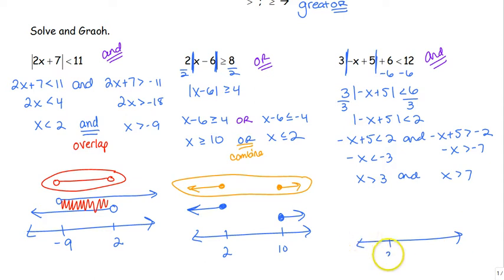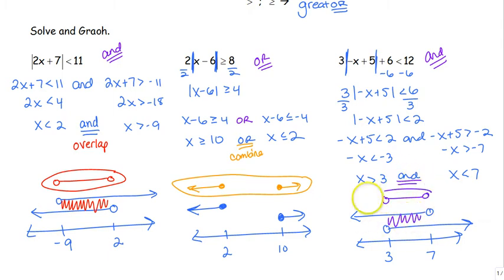We have our graph. Greater than 3. Greater than 7. Oh, what did I do? Oh, I forgot to switch my sign. Knew something was wrong. So then open circle to the left. We have an and problem, so we're looking for that overlap. So here is my solution set.